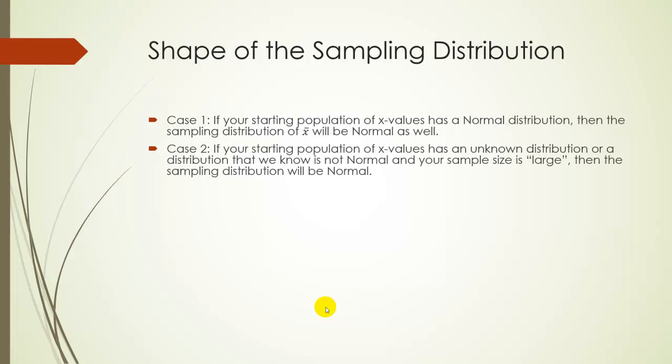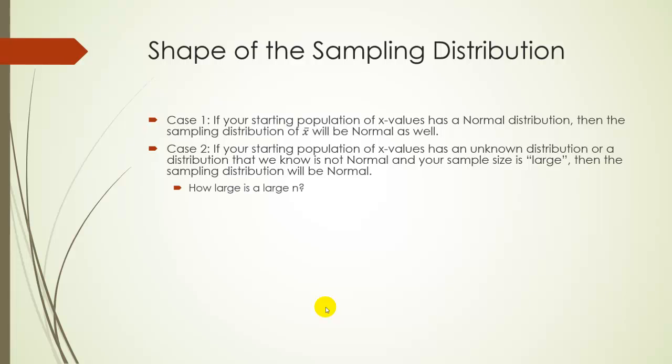Case 2, which is the more interesting case: if your starting population has some unknown distribution or a distribution that we know is not normal, but the idea is we don't know if this distribution is normal or not, and if your sample size is large, then we know the sampling distribution will be normal. In other words, your population can look like whatever, but as long as you take a large sample, your sampling distribution of x bars will be normal, which is good because we know what a normal distribution looks like.